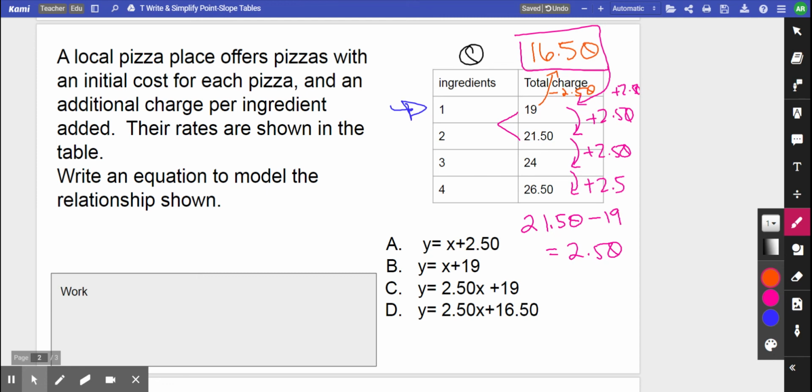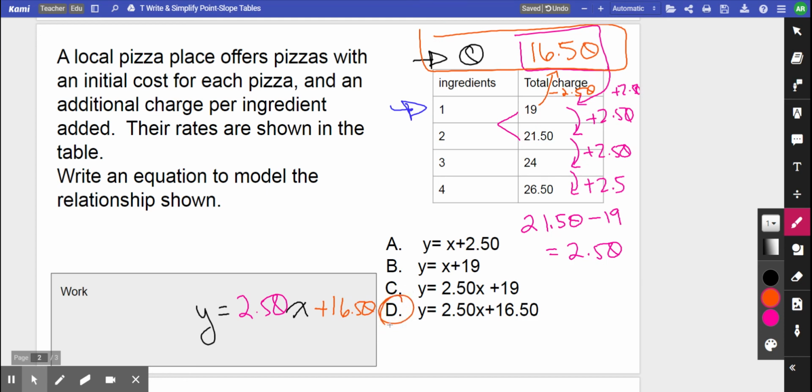So now we have everything that we need in order to write our equation. We have y equals, what we add going down the table is 2.50. Our variable is just an x because now our table starts at 0. And then we add the partner in crime here, which is 16.50. So we are now just focused on this row with what we're adding down the table. So our final answer is letter D.